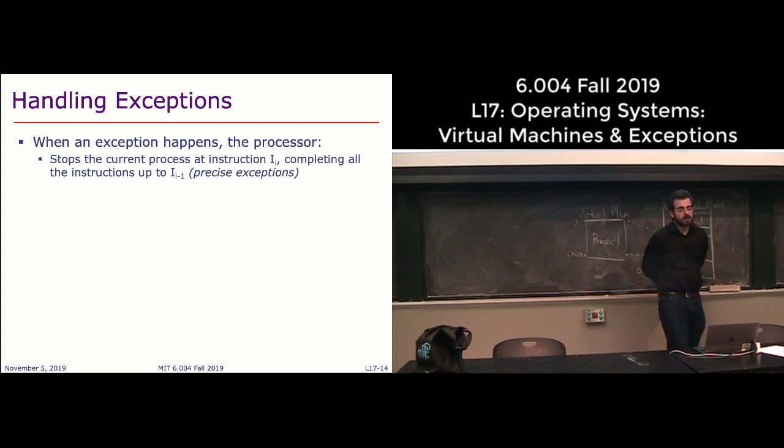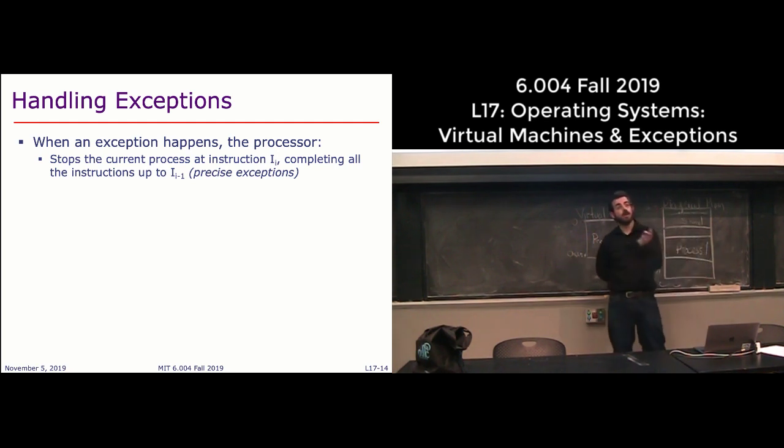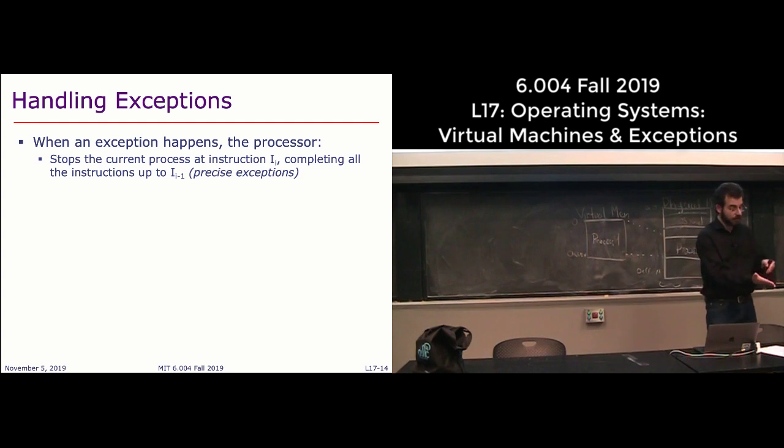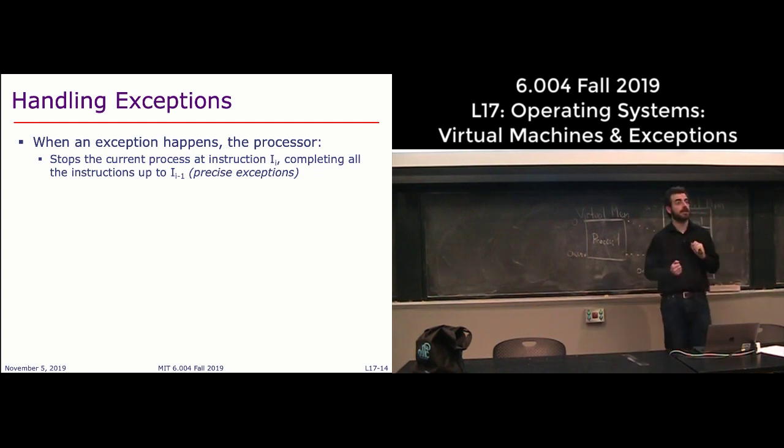So first of all, we have what we call precise exceptions. This means that if an exception happens at a particular instruction, then that instruction cannot have any effect on the state of the system, but the processor will guarantee that all the previous instructions have been completed, and also that none of the later instructions have had any effect, right? It will essentially stop the program precisely at that instruction.